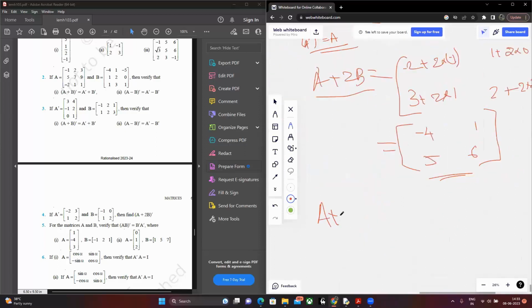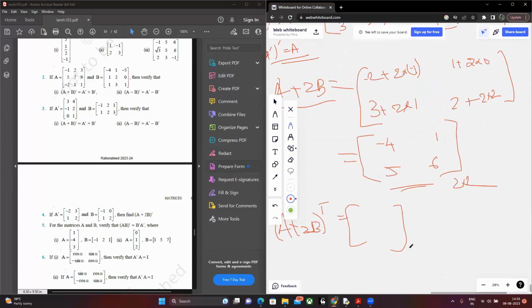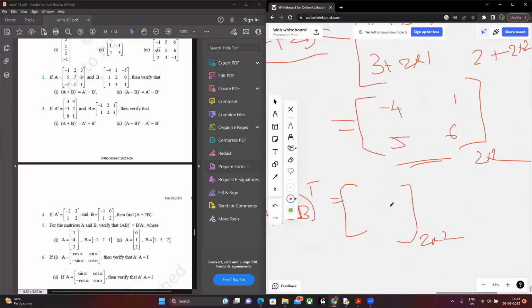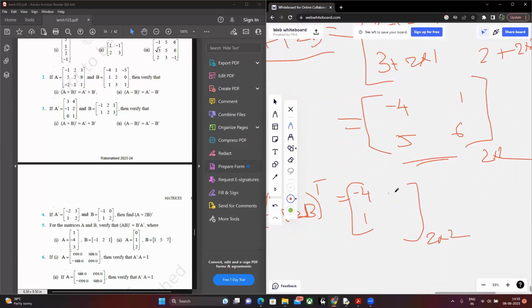Therefore, (A plus 2B), the whole transpose, is going to be, again, since this is a 2 cross 2 matrix, the transpose is also going to be a 2 cross 2 matrix with elements minus 4, 1.